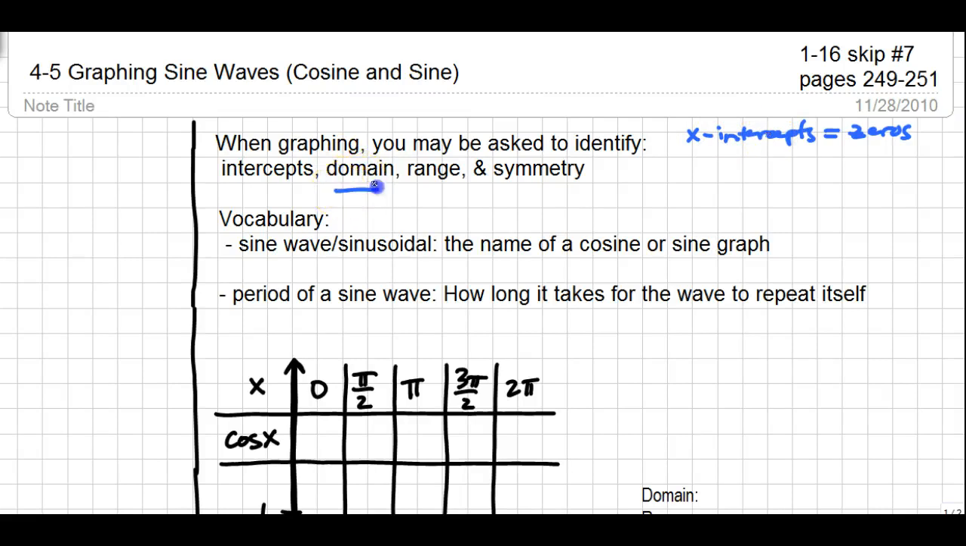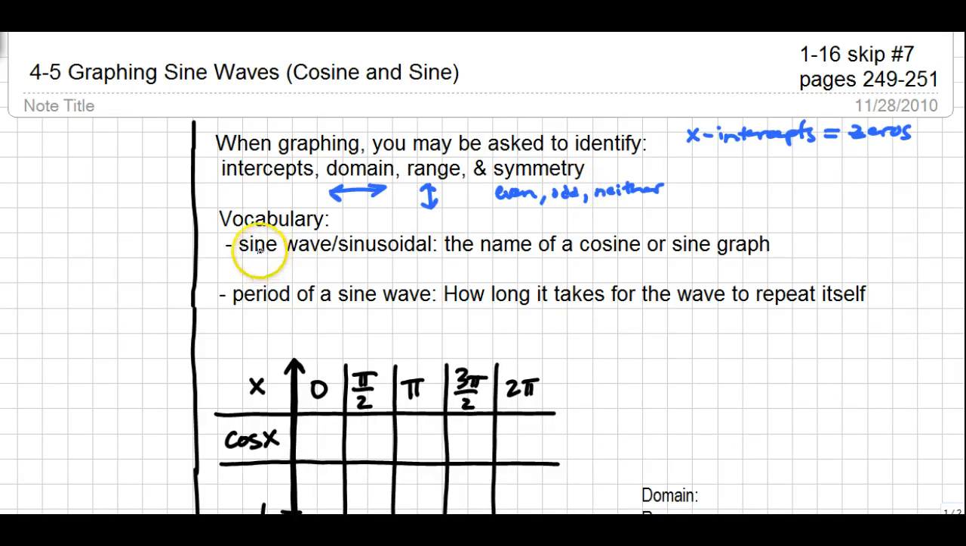Domain, remember, is looking at the graph widthwise or horizontally. Range is you looking at the graph vertically or from top to bottom. Symmetry, remember, is either even or odd, or neither. If something has even symmetry, it's able to be reflected over the y-axis. If something has odd symmetry, it's able to be rotated 180 degrees and look identical to the original.